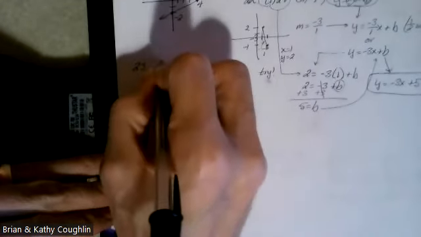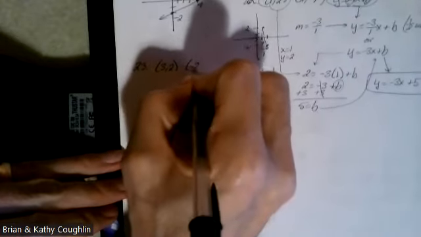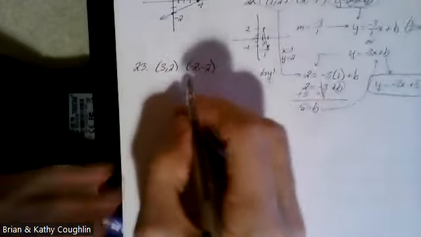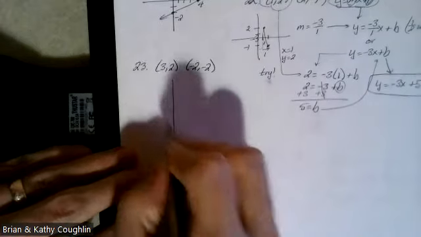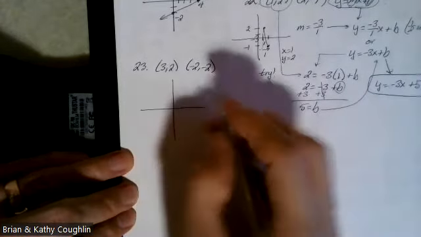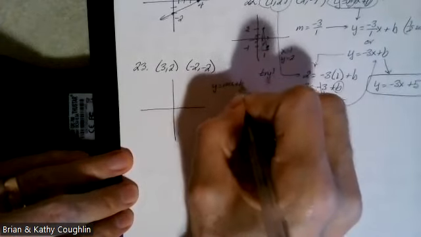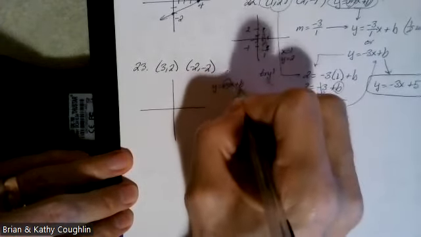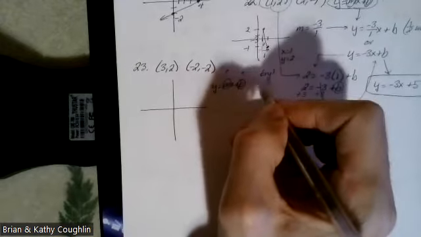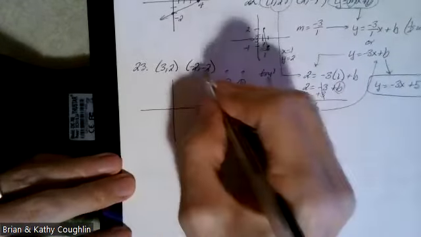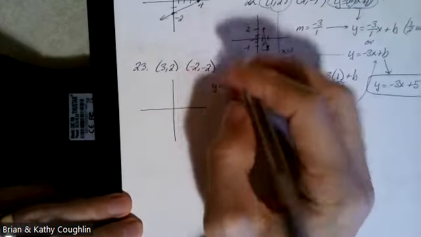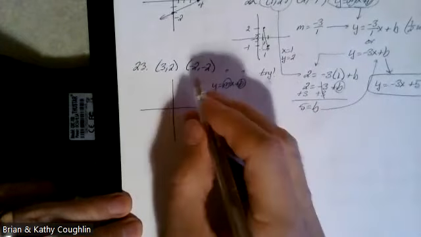23. From point 3 comma 2 and negative 2, negative 2. Again, have to sketch it or do something to find the slope. We don't know the slope yet. It's y equals mx plus b. I don't know the slope. I don't know the y-intercept. And they very, very rarely give you the y-intercept. So you just have to do the work.